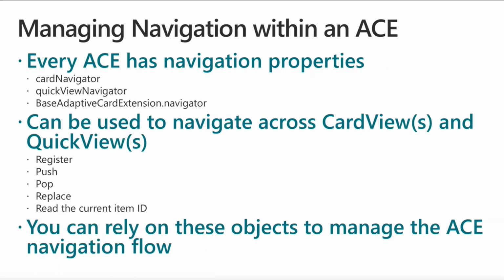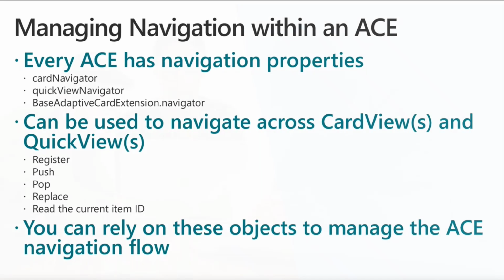So first of all, just to set the context, when you develop an adaptive card extension, you can get access to some properties like the card navigator and the quick view navigator, together with the navigator property, which is available in the base adaptive card extension, so inside the main adaptive card extension component that you build. And through those components, you can manage the navigation across card views and quick views, so you can push and pop cards in a stack. You can replace the currently selected card, or of course in the initialization code of your adaptive card, you can register the card that you want to render.